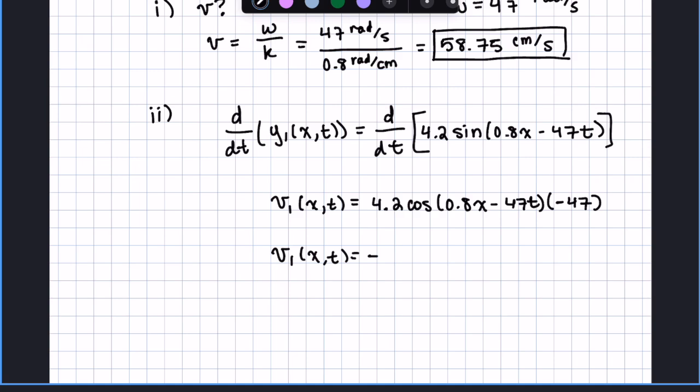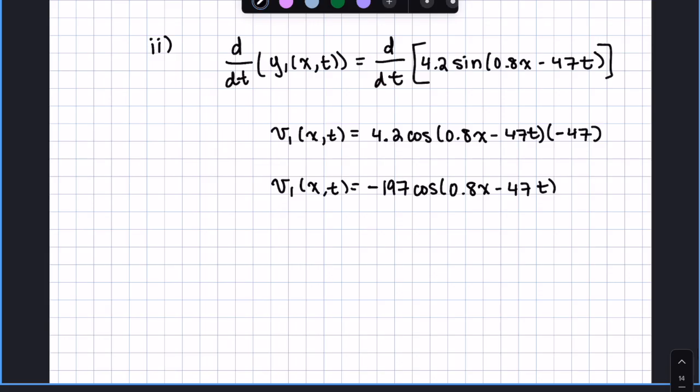As negative 197 times cosine of all this stuff. And then I have to just plug in the time and the position that we're given. So then, negative 197 times cosine of 0.8 times 3.2 minus 47 times 2.5, and that's all in radians, so that's all good.